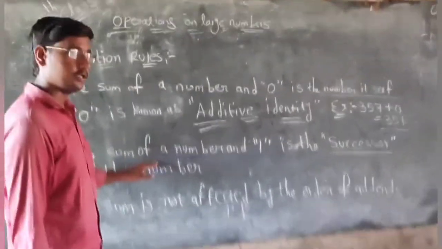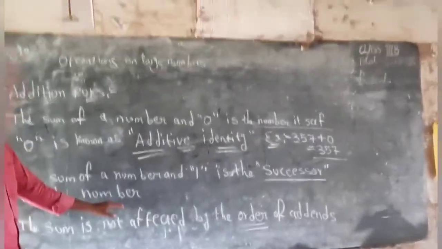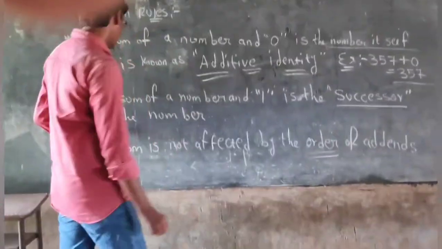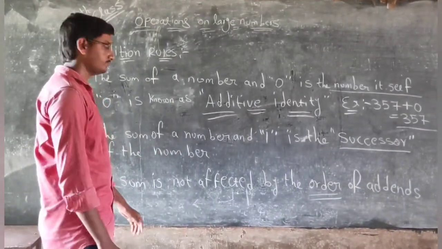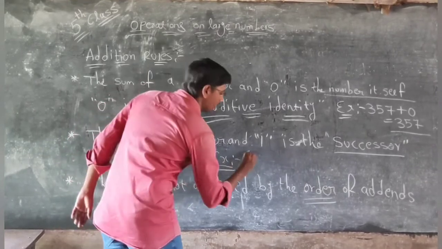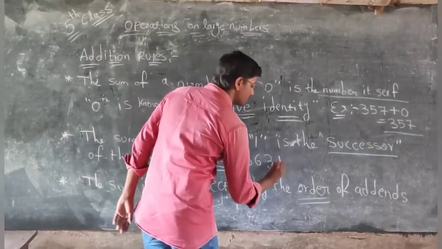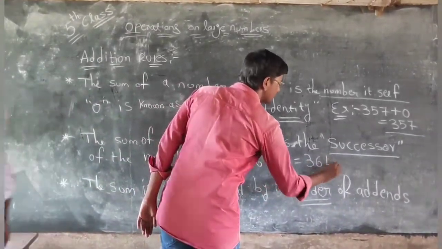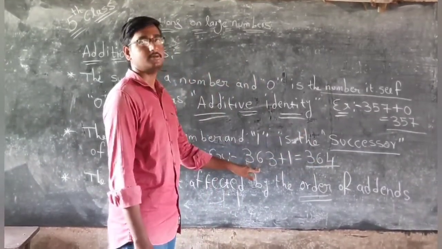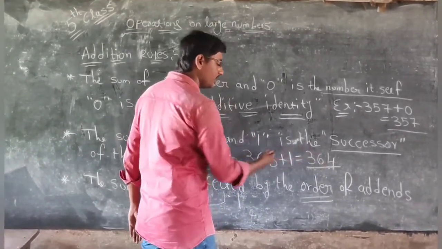Go to the second one. The sum of a number and 1 is the successor of the number. For example, 363 plus 1 is equal to 364. 364 is the successor of 363. Understood? When you add 1 to any number, it becomes the successor of the given number.